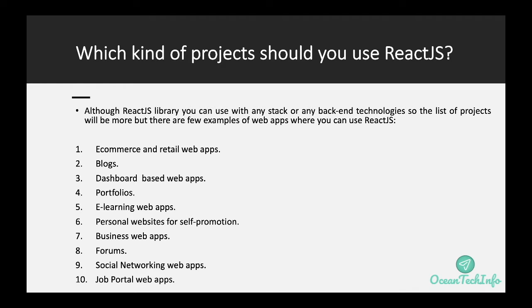For which kind of project should you use ReactJS? Although you can use ReactJS with any stack or backend technology, so the list of projects will be long, there are a few examples of web apps where you can use ReactJS. It is used to develop e-commerce, retail, and web-based applications. It is used to develop blogs, dashboard-based web apps, portfolios, e-learning web apps, personal websites for self-promotion, business web apps, forums, social networking web apps, job portal web apps, and many more.